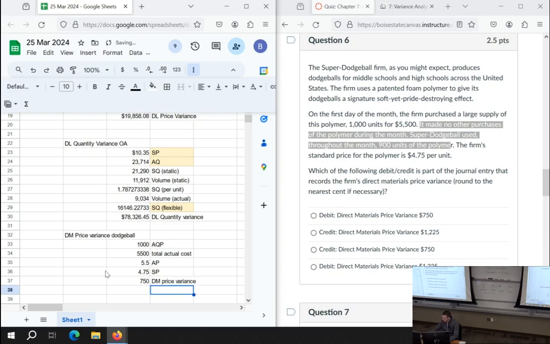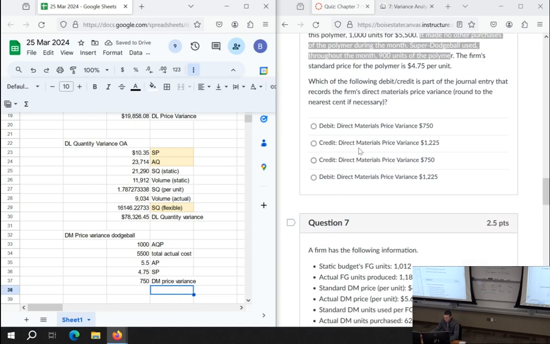So look, it's either A or C. It's either this debit here or this credit here. And we know it's unfavorable, both because it's a positive number, if you want to memorize the sign rules, for cost variances, positive numbers are unfavorable, and because we can see very easily that the actual price was higher than the standard price. So that's unfavorable.